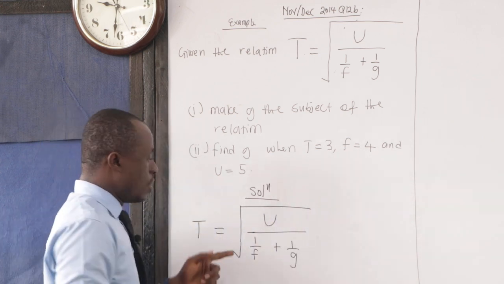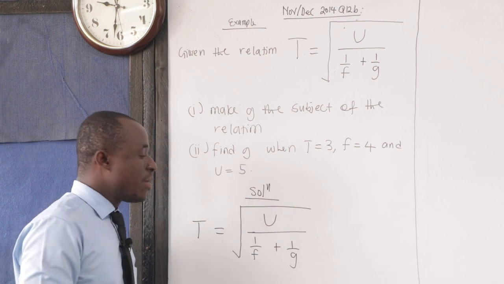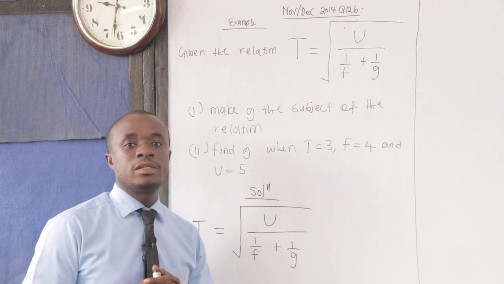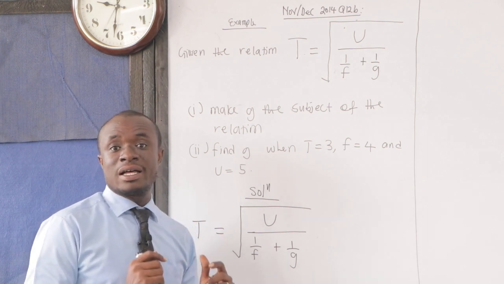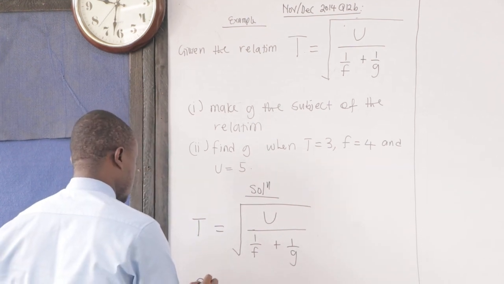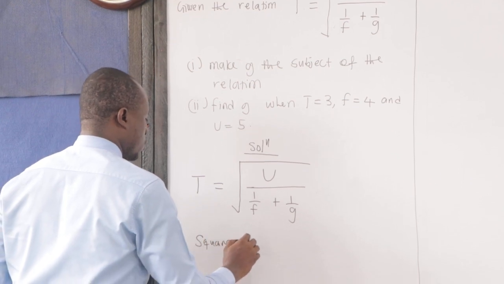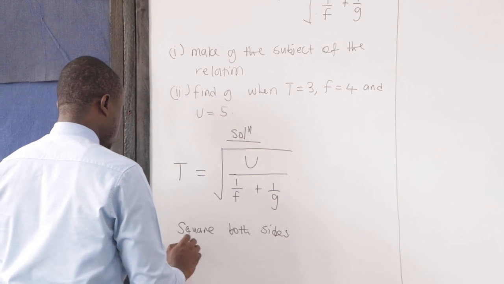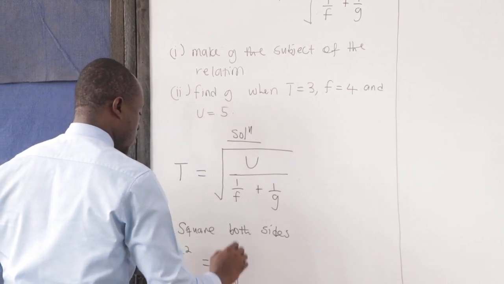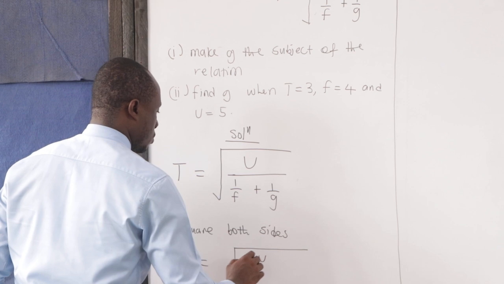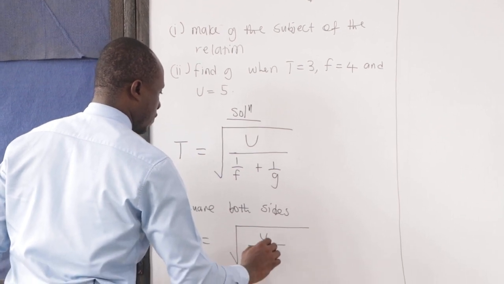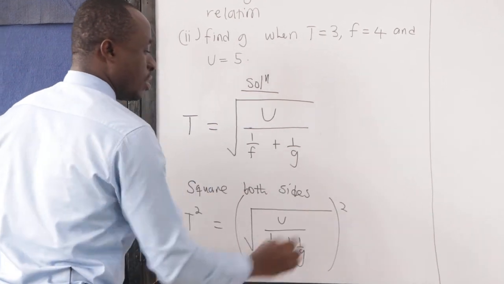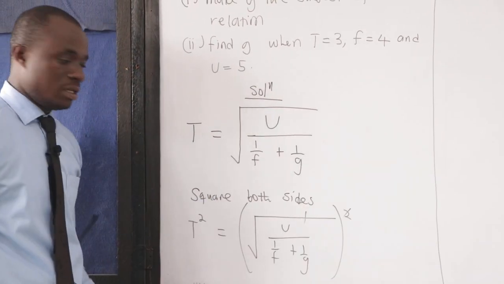Now, there's a question: what do we want to look for? It is in a radical, or a square root. So the first thing we are supposed to do is to square both sides so that the square root can cancel out. We have t squared equals the square root of u all over 1 over f plus 1 over j, all squared. So this square will cancel this square root.